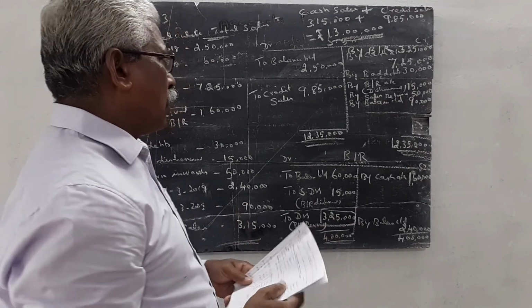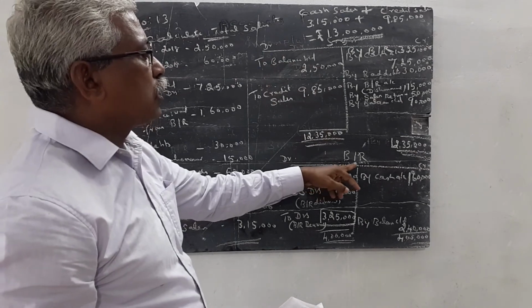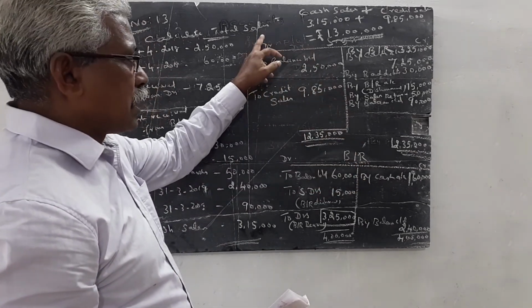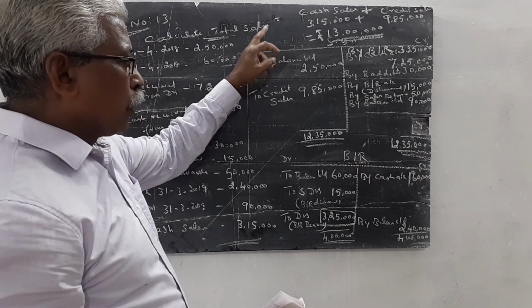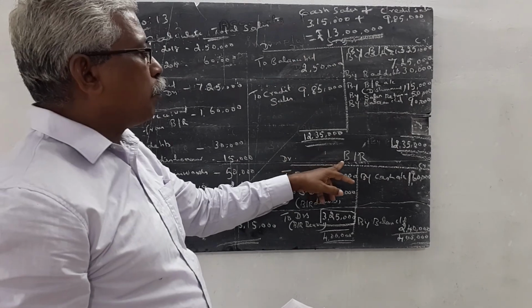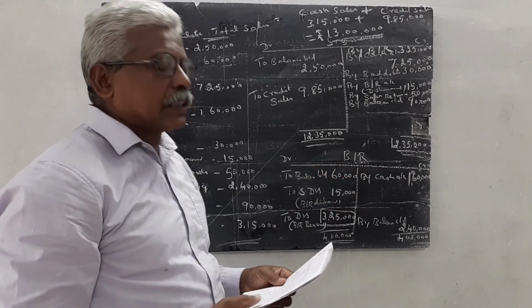Tomorrow's portions are calculation of credit purchases and calculation of bills payable account. Calculation of total purchases, preparation of sundry creditors account, preparation of bills payable account. Those types of questions we will do in the next class.